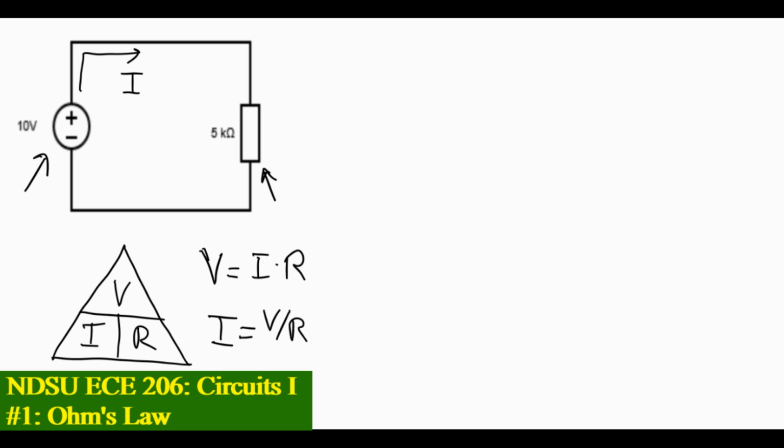And we have those values, so let's go up here. I in this circuit is going to be 10 volts divided by 5 kiloohms. That is going to give us 2 milliamps. There's 2 milliamps flowing in this circuit.